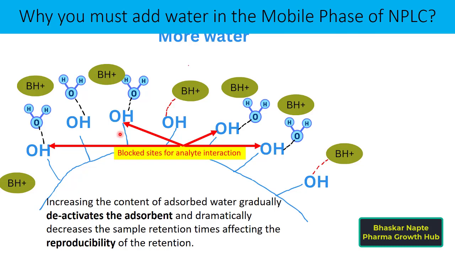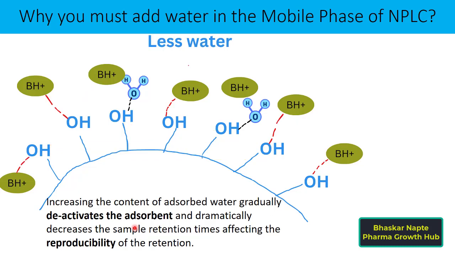The water comes from the organic solvent or the water miscible organic solvent. So increasing the content of adsorbed water gradually deactivates the adsorbent and dramatically decreases the sample retention time, affecting the reproducibility. So the more water content, the more deactivated adsorbent sites, and the less retention time possible.